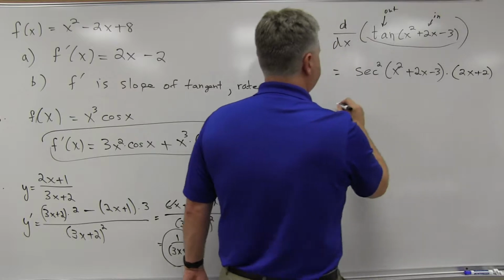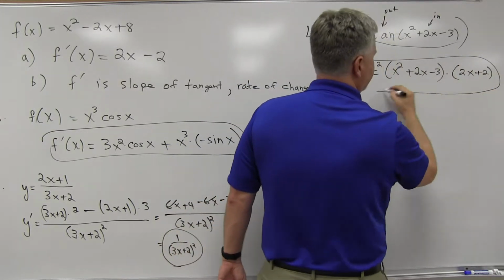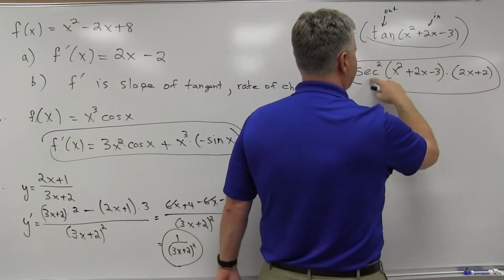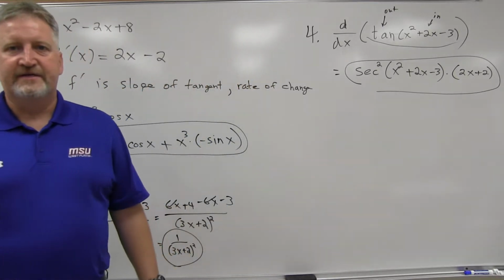And again, remember, you can't distribute this 2x plus 2 in here because it's tied in with the secant squared.